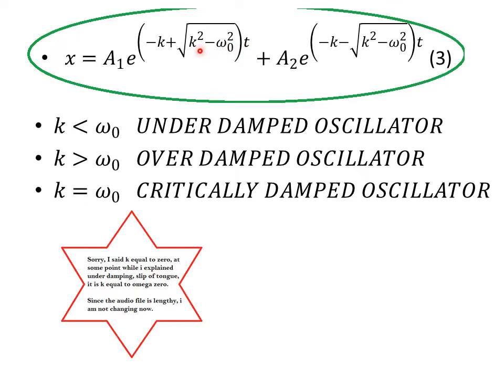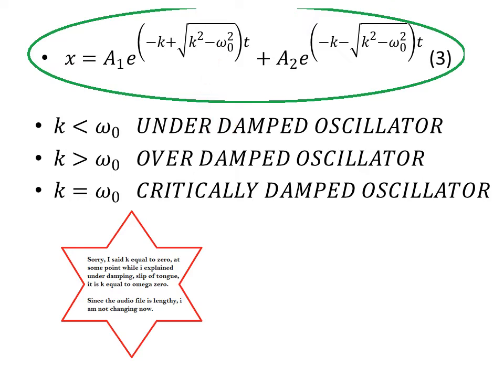or e raised to i times root of omega 0 square minus k square, t. Why I am saying omega 0 square minus k square is because omega 0 is more than k, so when k square is less than omega 0 square, I can write it as negative of omega 0 square minus k square. And so the negative I will take outside the square root sign, and it will become i. And then what is left behind inside the square root is omega 0 square minus k square, which is the new frequency. Root of omega 0 square minus k square can be considered to be a new frequency. So if omega 0 is the natural frequency, then the new frequency will be root of omega 0 square minus k square, which will be smaller than the natural frequency.